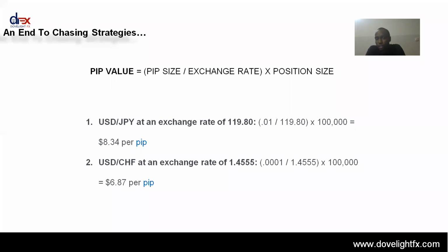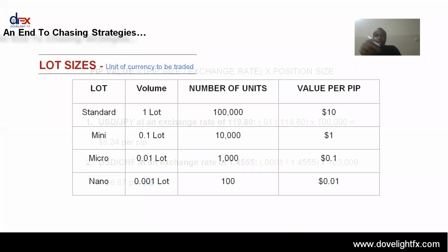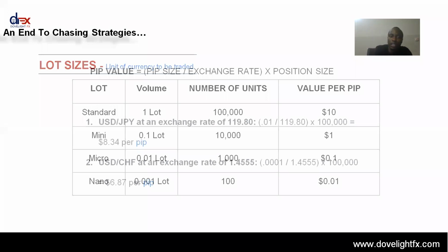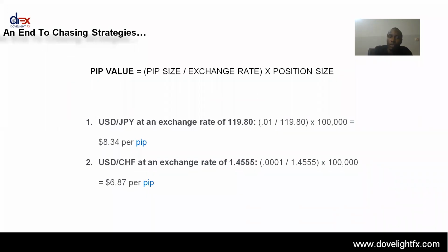Just look at what I was talking about in our previous table, where we said that for every standard lot size it is $10. But when we actually calculated for USD/JPY, we got that for every pip movement for one lot, which is 100,000 units, it is $8.